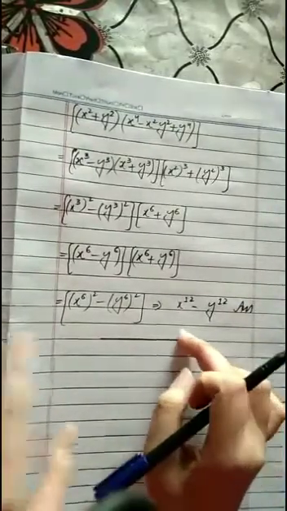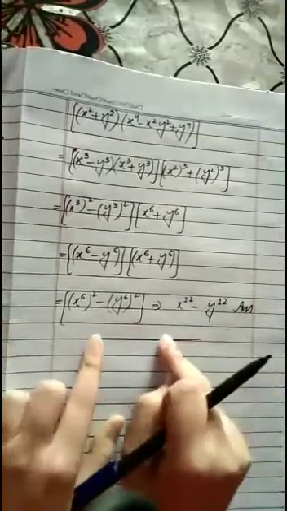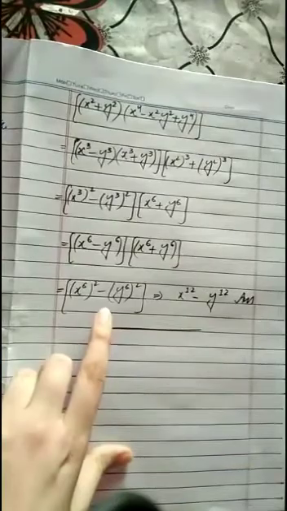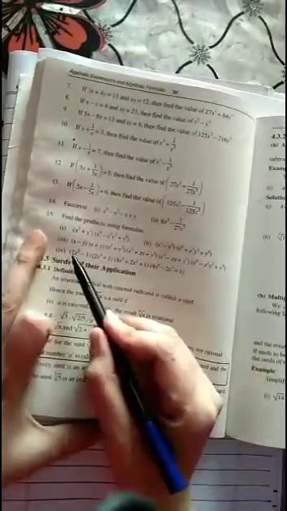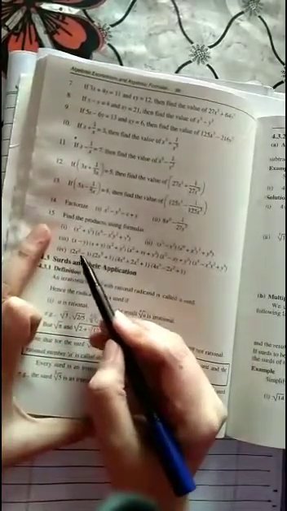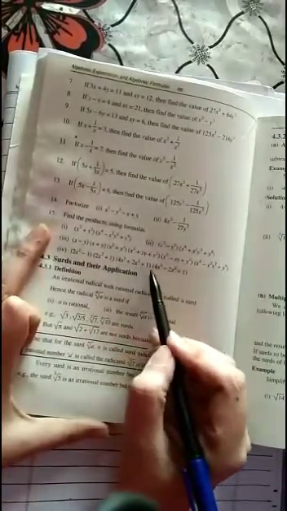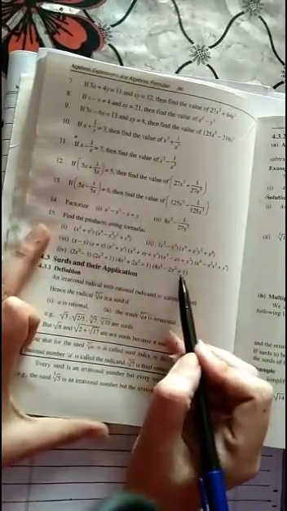Students, question number 15 part 3 we have done. Now question number 15, part 4: (2x² − 1)(2x² + 1)(4x⁴ + 2x² + 1)(4x⁴ − 2x² + 1). This one is left.